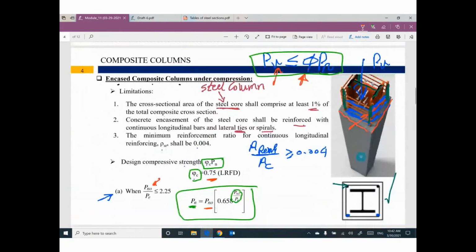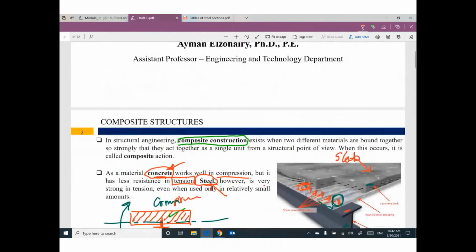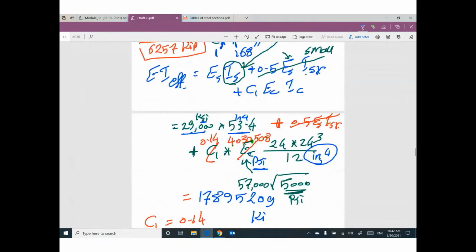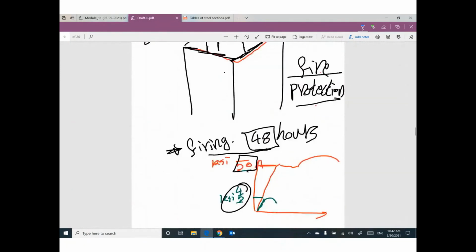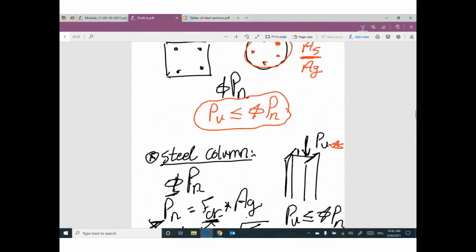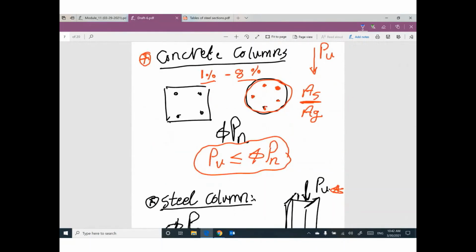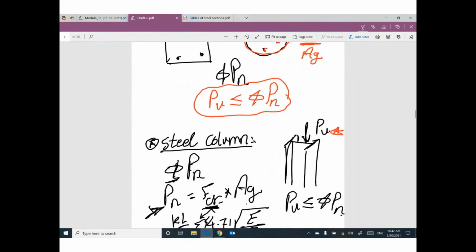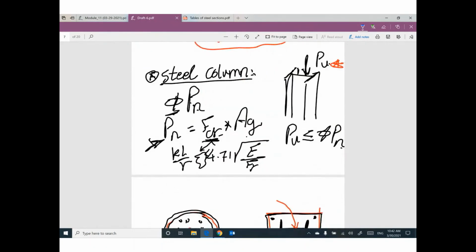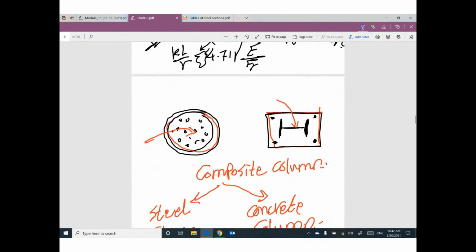So by this example, for you as an engineer, right now you have three options. You can design a concrete column, going back to the previous semester. You can design a steel column, and right now you can design a composite column.